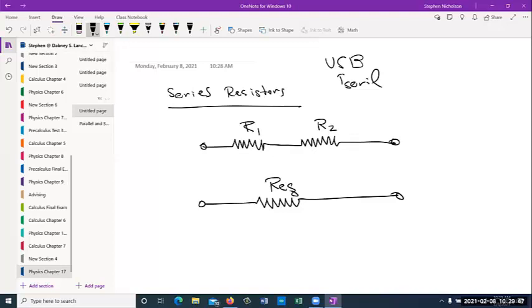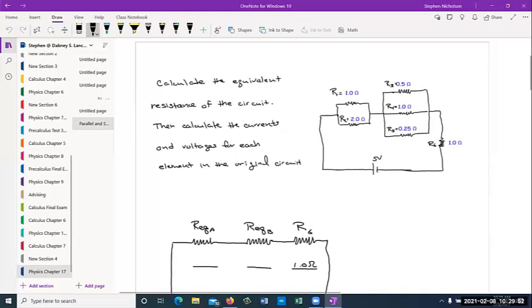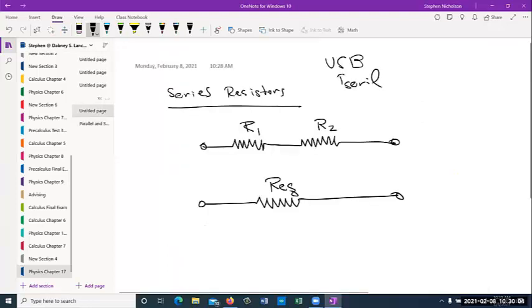Why do you do that? For the same reason that we did with capacitors. So we can take a complicated circuit with a bunch of resistors in there and figure out what the voltages and currents are through each one of these individual resistors. And to do that, you've got to simplify the circuit. So the equation is that for series resistors, the equivalent resistance is just the sum of the two resistors. And if there's more than two, then you just add however many there are.